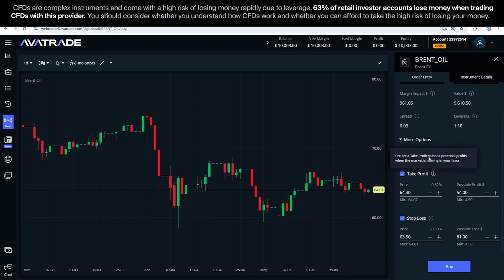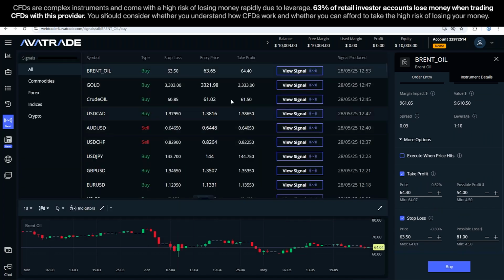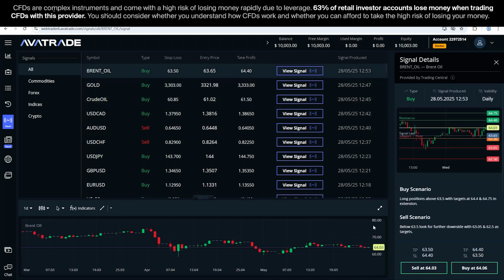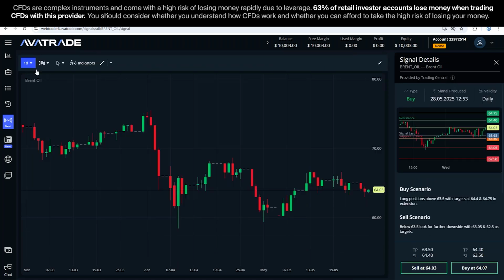Okay, but let's understand what's happening here. So we understand that we are in a buy type. Click on view signal, extend the chart, match the value. Oh, we're already there. Excellent.